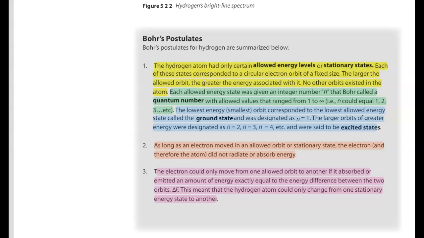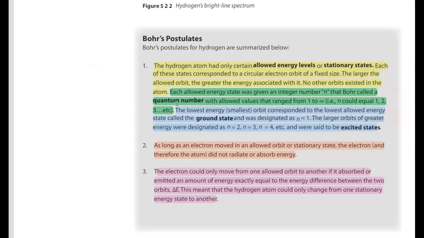And no other orbits existed in the atom except for these 7 energy levels, in the case of hydrogen's Bohr model. Each allowed energy state, Bohr gave an integer number to, called n. We'll call that the principal energy level later when we get to the quantum model. Bohr called it a quantum number, that ranged from 1 to infinity, but realistically for atoms only gets to the 7th or 8th energy level, after which, if the electron were any further away from the nucleus than that or had any higher energy state, the attractive force between the electron and the nucleus would be too weak, the electron would leave, and the atom would be ionized.